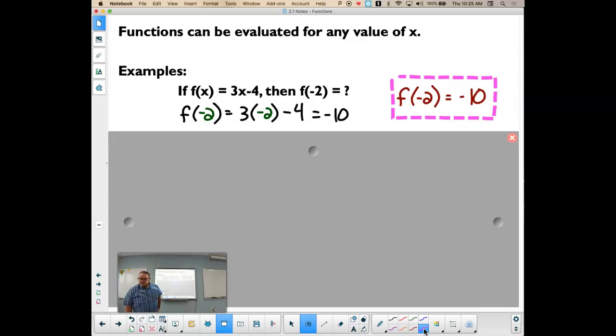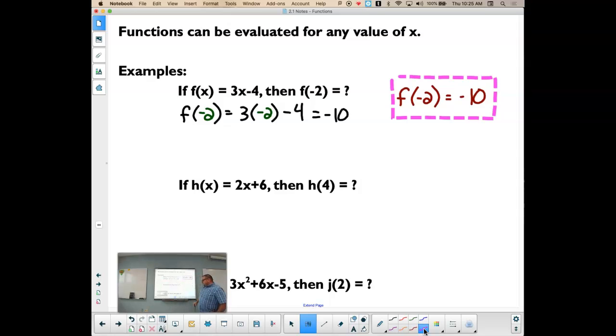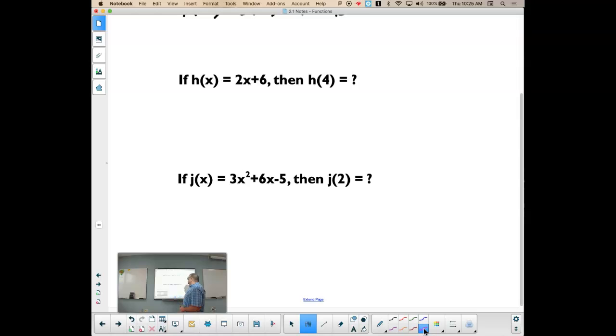Okay? With that being said, what I would like you to do now is those two. Find me what h of 4 is and what j of 2 is. I'll give you a couple of minutes here to complete those two problems.